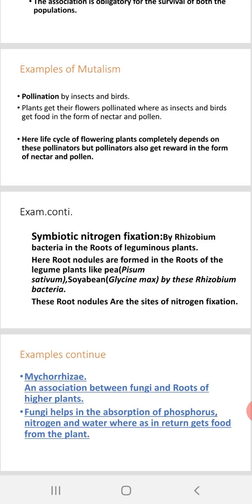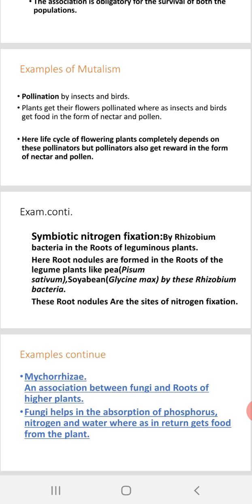This nitrogen fixation is beneficial for these leguminous plants as they require large quantities of nitrogen for the formation of protein-rich seeds. But in return, the rhizobium bacteria is also benefited from this type of association, as rhizobium bacteria is heterotrophic in nature and is provided glucose by the leguminous plant.